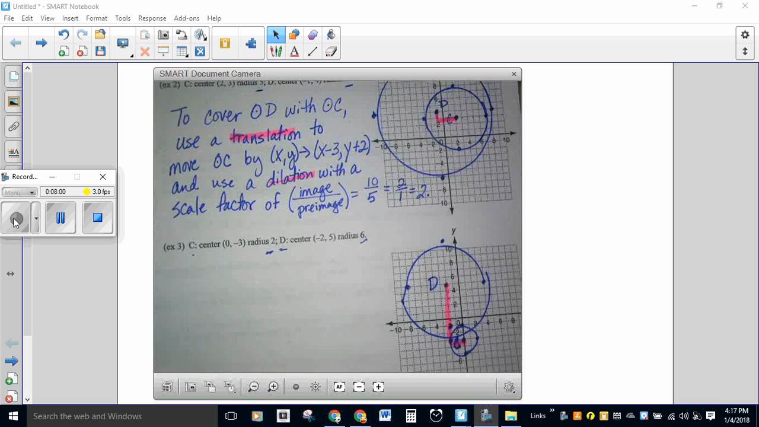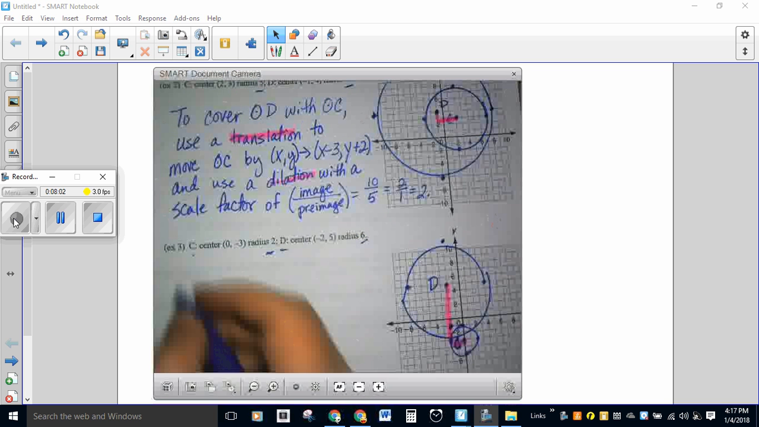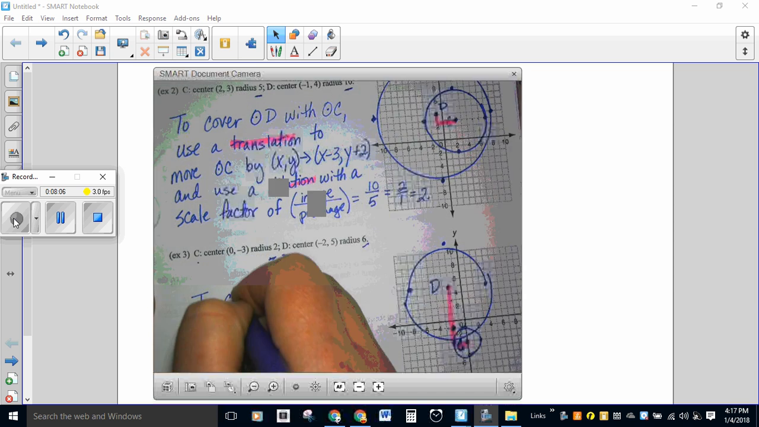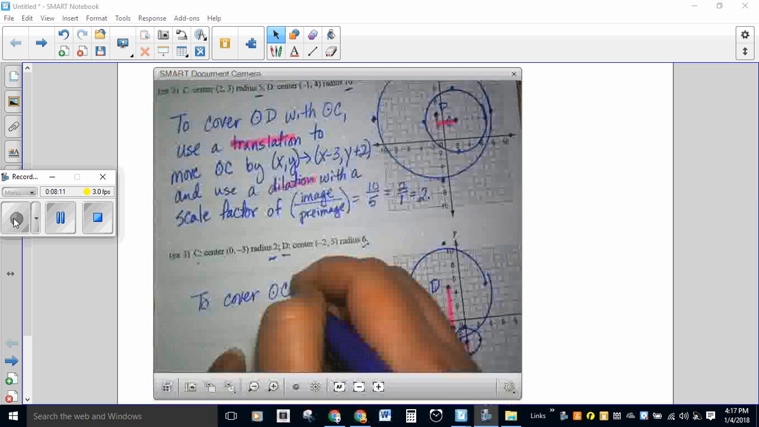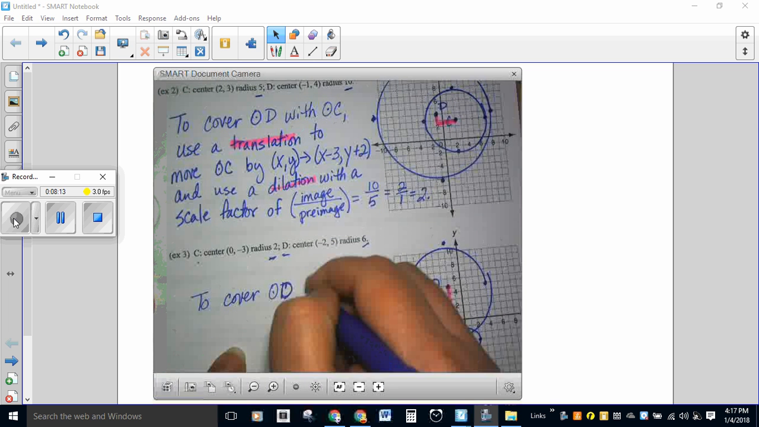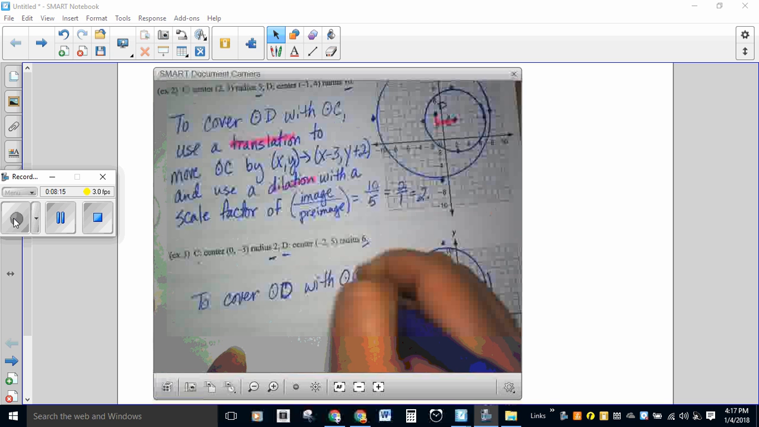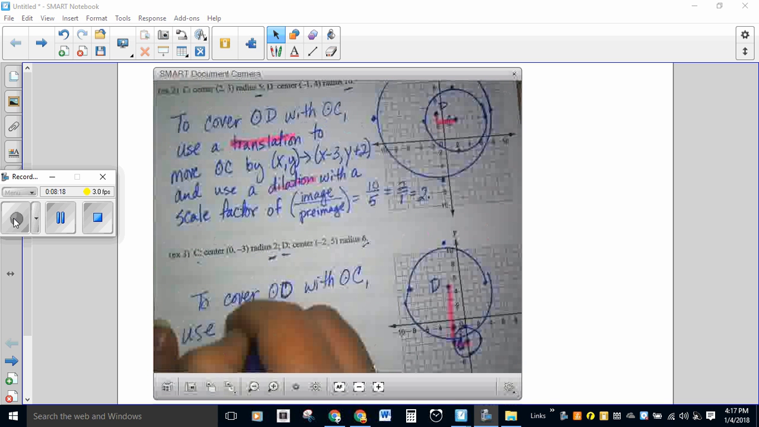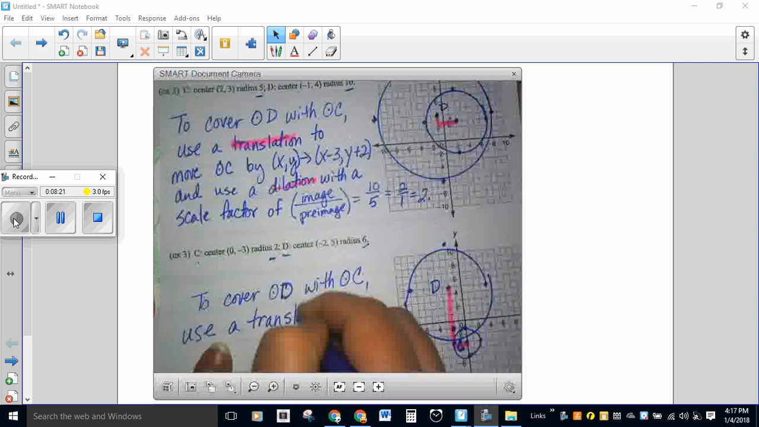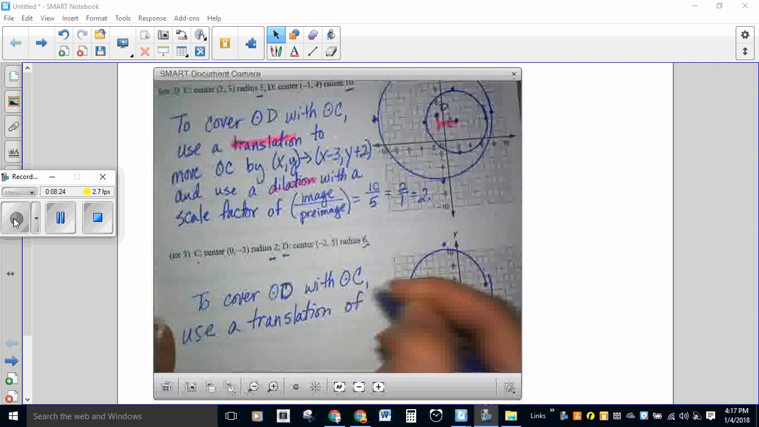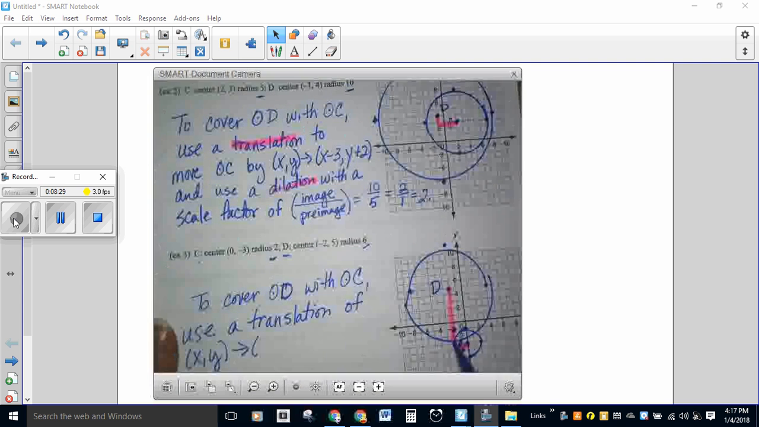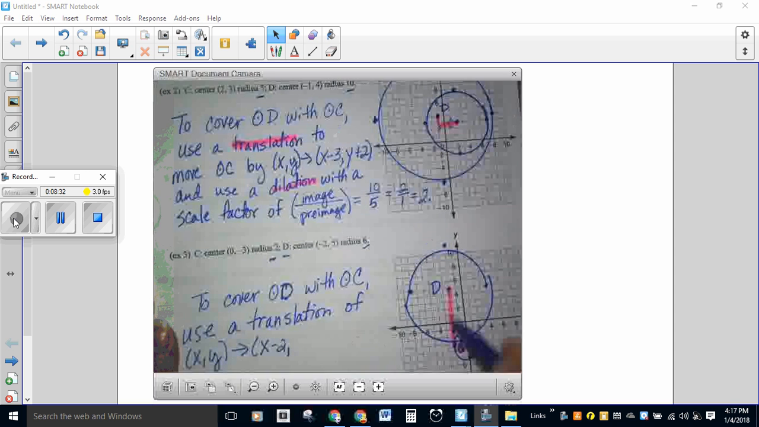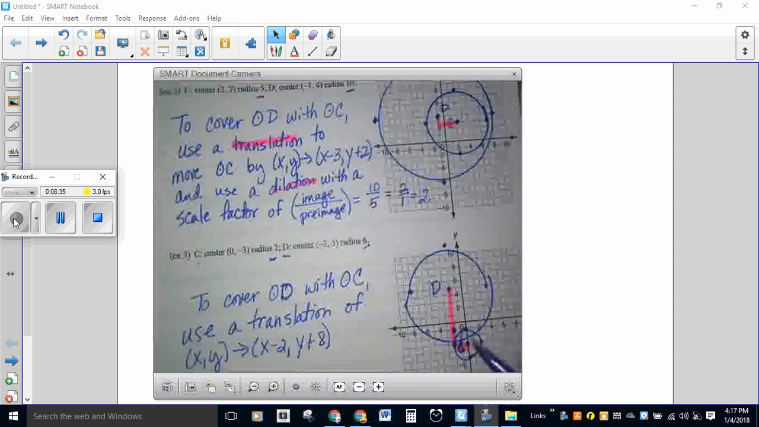So in order to cover circle D with circle C, use a translation of x comma y such that we said we had to go to the left 2, so x minus 2. We had to go up 8, so y plus 8, to move circle C.